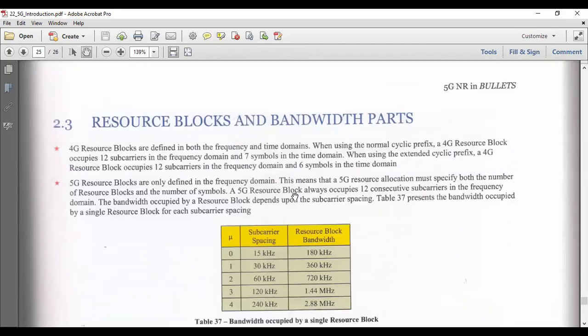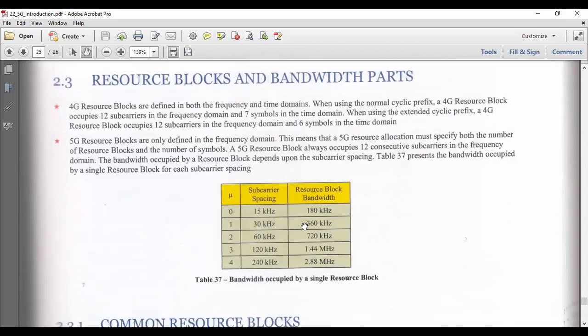Okay, now for resource block, you see the bandwidth, you have to increase accordingly. For 15 it was 180 kilohertz, you know. We still have 12 subcarriers. So 12 subcarriers.